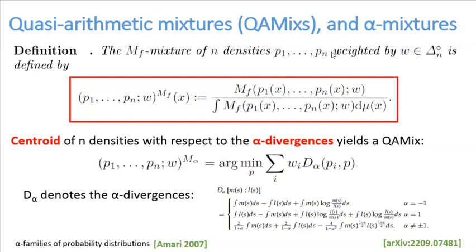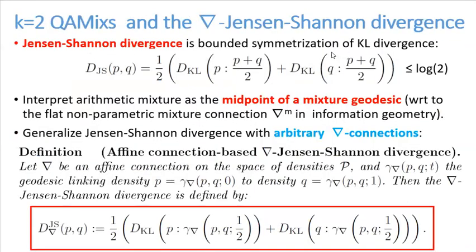For example, if you have the alpha mixture that has been studied by Professor Amari, you can show that this alpha mixture is also a centroid because it minimizes the alpha divergence, right? So we have also this notion of integration of densities by quasi-arithmetic means.